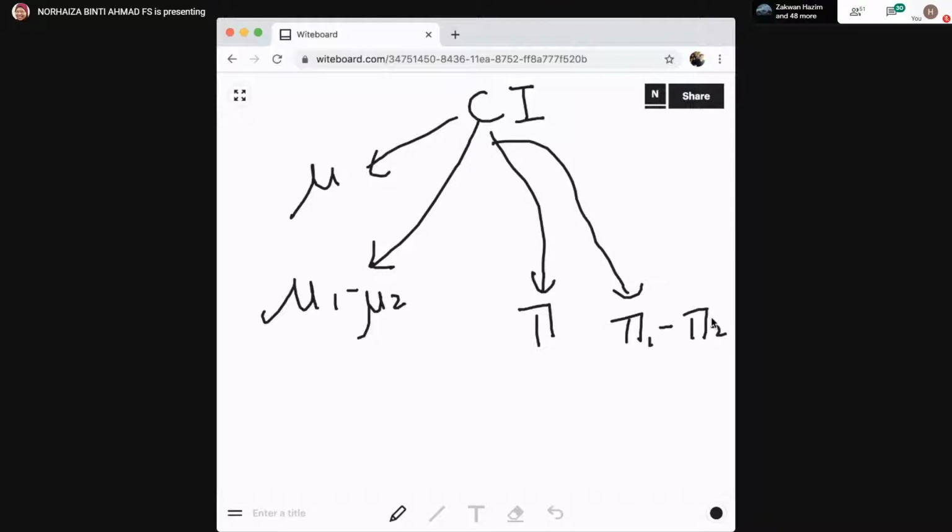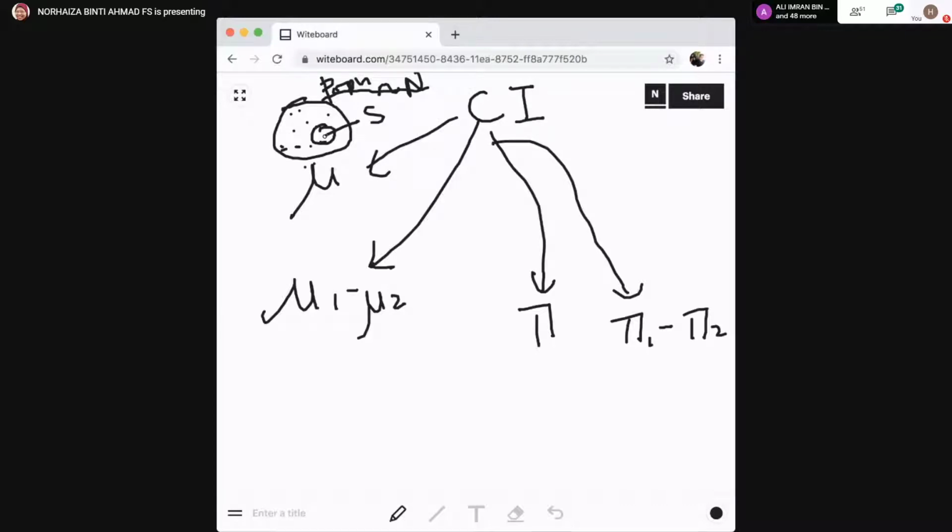Note that for all these confidence intervals, we always assume that, let's say I have my population here, and this is my sample. In order for me to use all these formulas, I'm always assuming that my population is normal. My population has a normal distribution. That means all my observations here have a normal distribution.